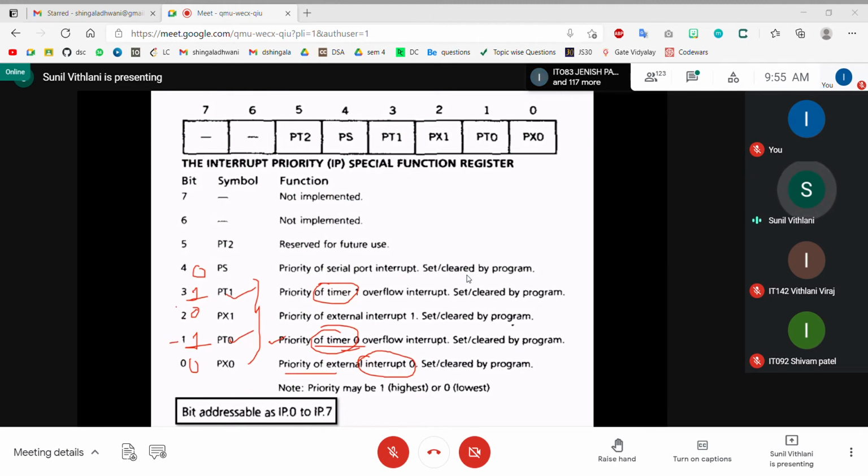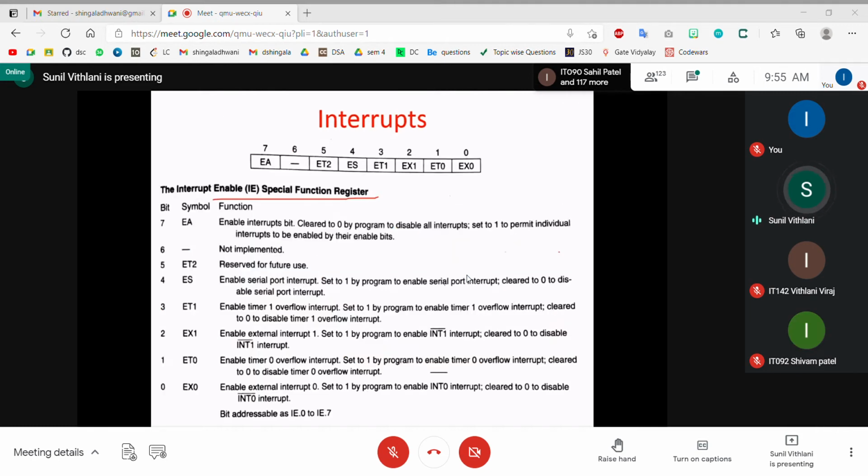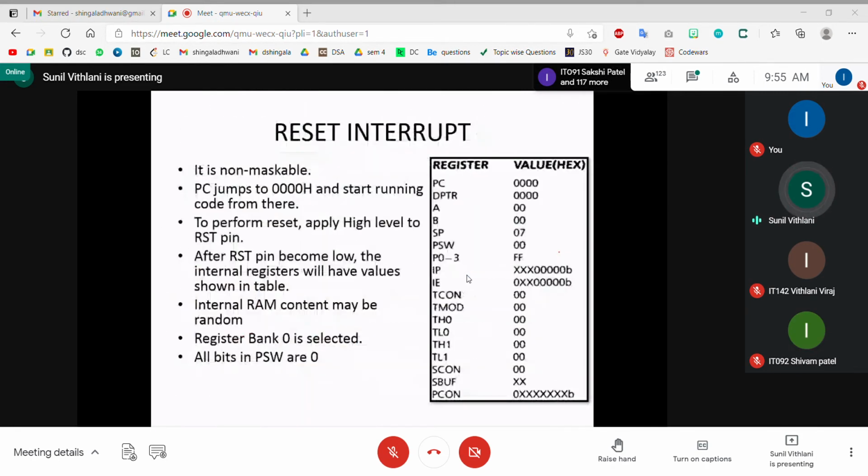And again, if both interrupts are generated at the same time, then what will happen? Even between timer 0 and timer 1, if both are generated together, then this priority will be followed. Between the two, which has the higher priority? Timer 0 has higher priority as compared to timer 1. So that is how we will use the priority bits, the IP interrupt priority special function register, and IE, the interrupt enable special function register. This is related to interrupts.